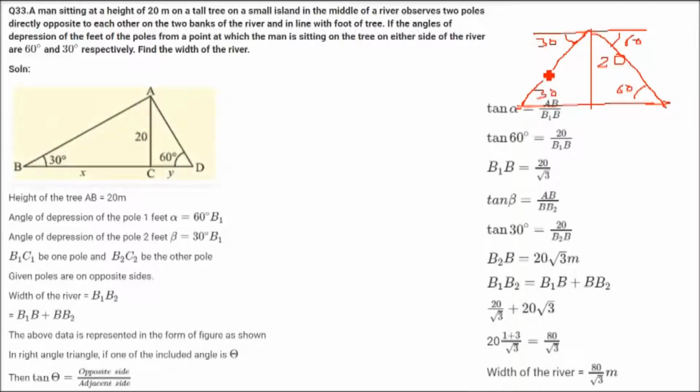So here the angle of depression, this is 30 and this is 60. This will also be 30, this will also be 60, and this is the height, which is 20. Now we have to find the width of the river. So we are going to do the same thing. We'll take this as x, this as y, and we'll just add them. So I am taking the first triangle, that is the 30 degree triangle.